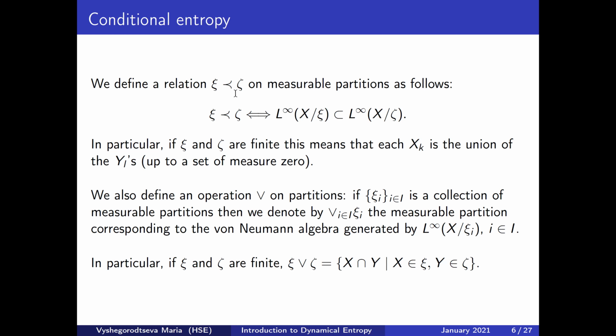Okay, yes, xi is less or equal to zeta if each element of the partition xi is the union of some elements of partition zeta up to a set of measure 0, and this means that this algebra L infinity x factor xi lies in algebra L infinity x factor zeta.